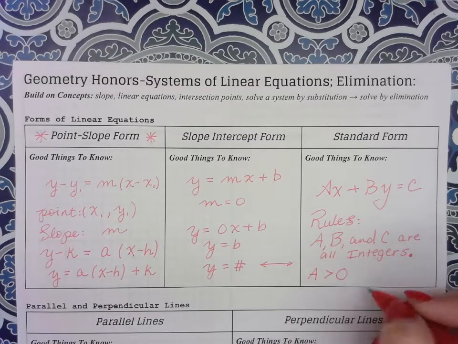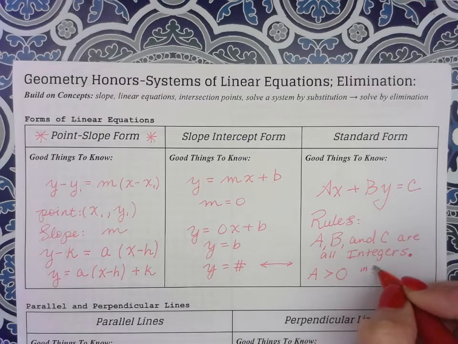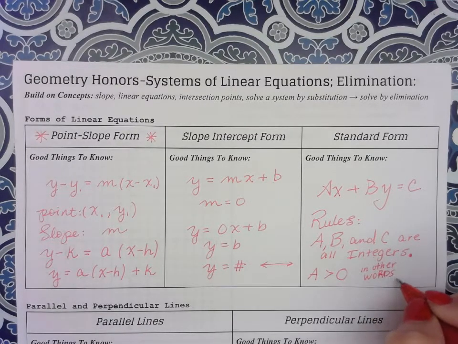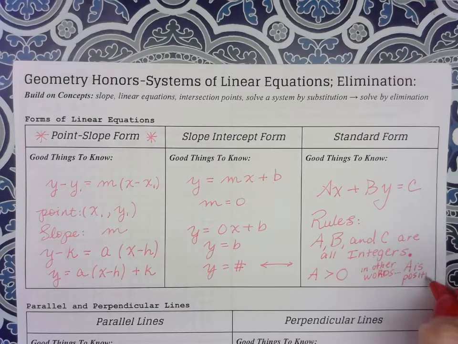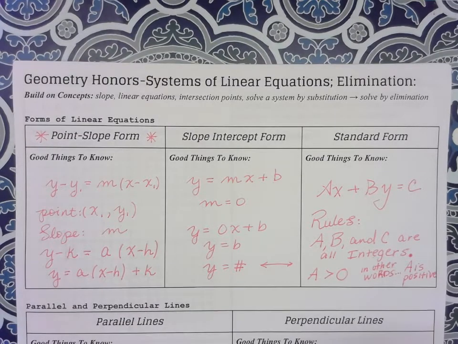In other words, A is positive. This is just sort of to ensure that we all write our equations the same way. It really is just for convenience. So when we compare answers to one another, we can quickly and easily decide whether or not we're doing the same thing.